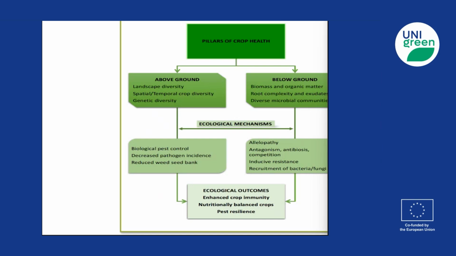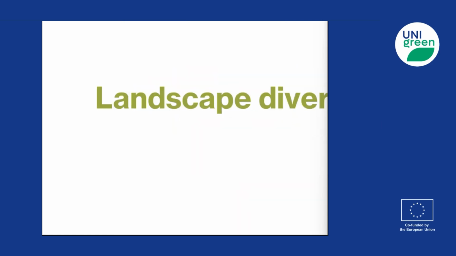So in agroecology, we work with these two principles, above ground and below ground. In this particular one, soil biology is very important, and the management that we are doing in order to conserve the soil biology. And in this case, we are going to work with different schemes of diversity in order to provide the conditions for natural enemies to reduce pests, but also to reduce pathogen incidence and to reduce the seed bank of weeds, and to have a good outcome in terms of crop immunity, nutritionally balanced crops, and pest resilience. Okay, this is very quick, about genetics, species diversity, landscape diversity.